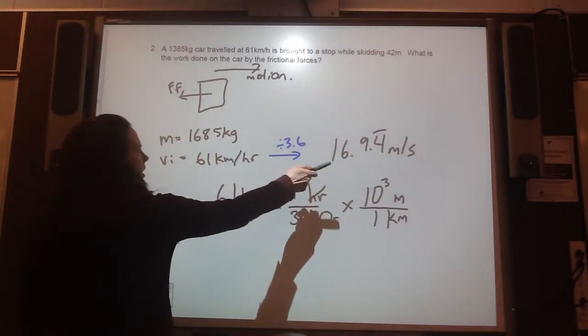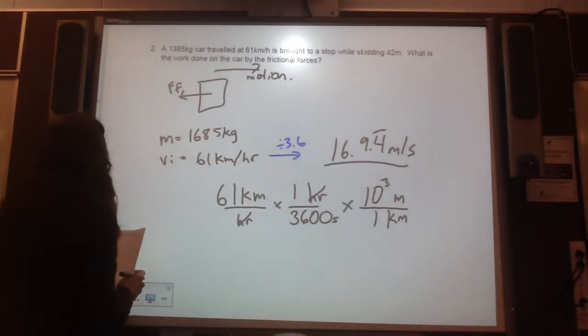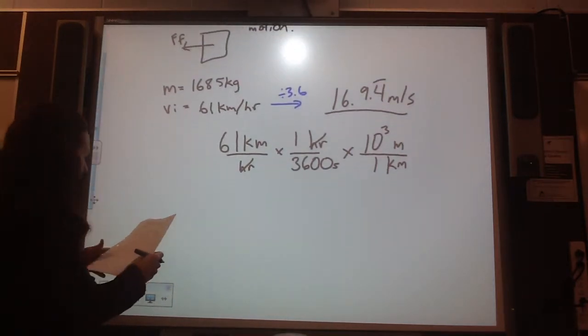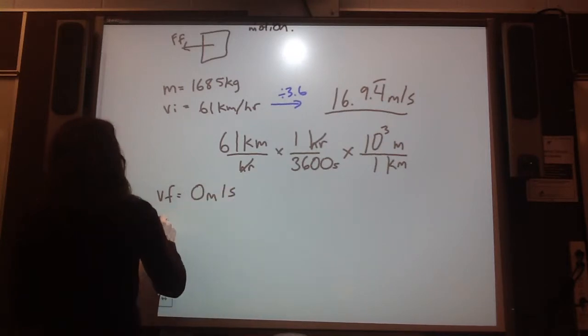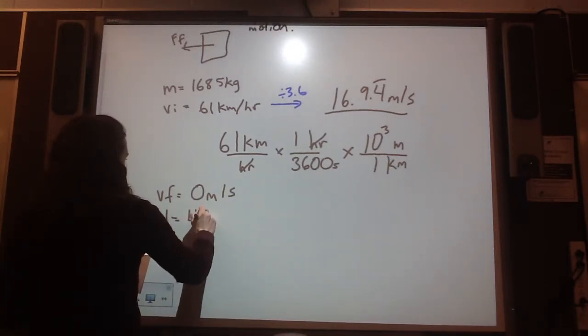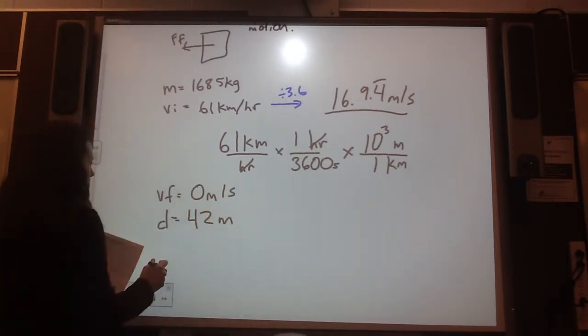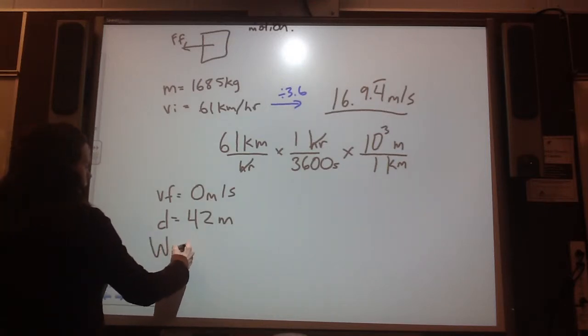So yeah, we know our Vi is 16.94. Vf is equal to 0 meters per second. D is equal to 42 meters. We are looking for Wf.